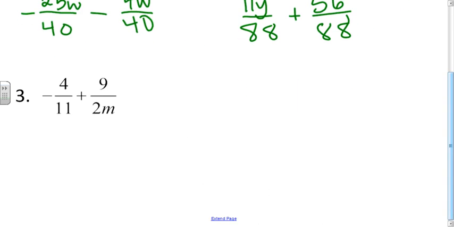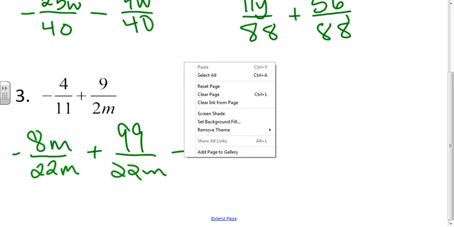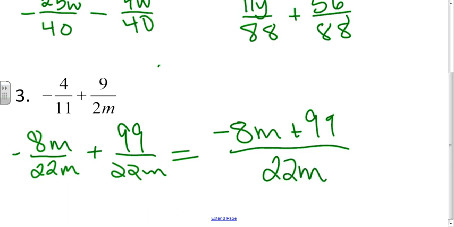And finally here, I want to find the least common multiple of 11 and 2m. What do 11 and 2m both go into? Well, 11 and 2 both go into 22. And then I got to take my variable here because 2m has to divide into this. So 2m will go into 22m. Okay, so then this is a negative. 11 times 2m is 22m. So I have to multiply 4 times 2m, and I'll get 8m. And then 2m times 11 is 22m, so I have to multiply 9 times 11, and I'll get 99. Add up my numerators, and negative 8m plus 99, all of that over 22m. That is my answer to this final problem.